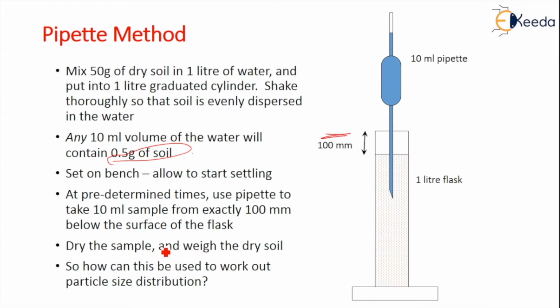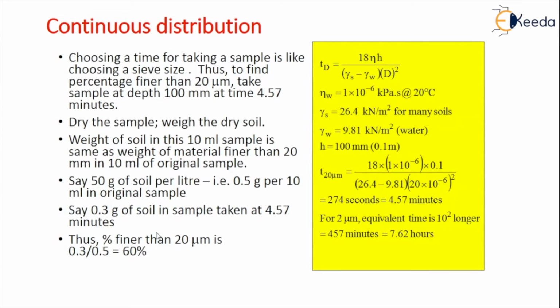So how can this be used to work out the particle size distribution? Choosing a time for taking a sample is like choosing a sieve size. Thus, to find out the percentage finer than 20 micrometer, take a sample at a depth of 100 mm at time 4.57 minutes. How has this 4.57 minutes come?